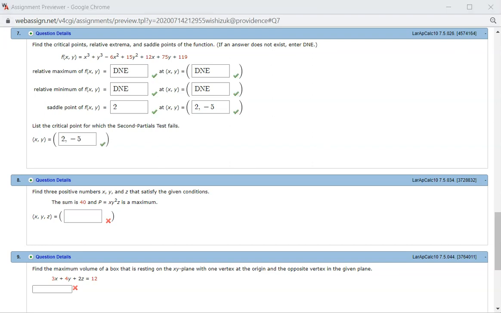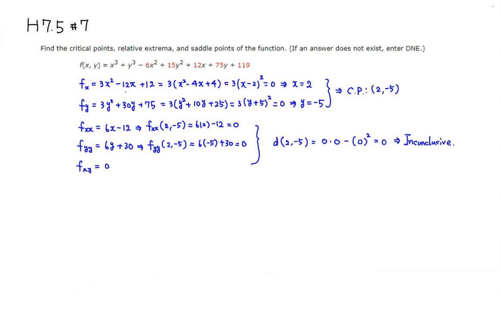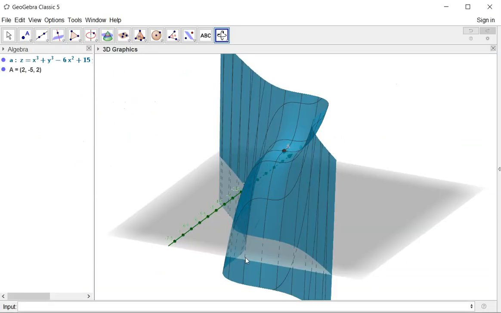It came back, and it looks like we got this one correctly. All right, that's it. I hope that this was clear.